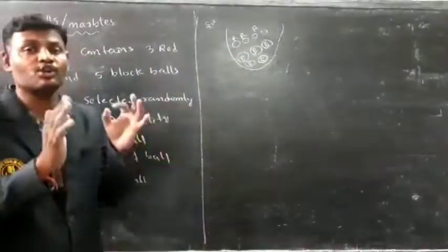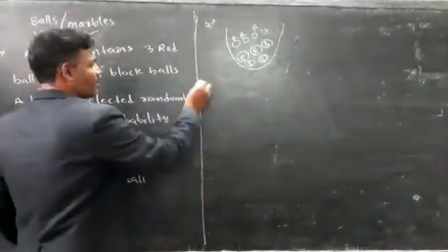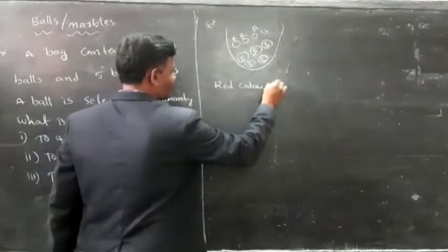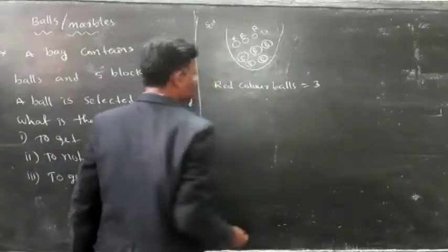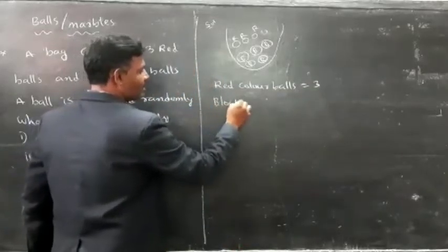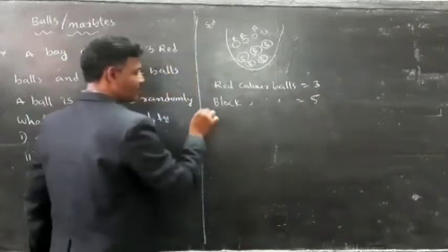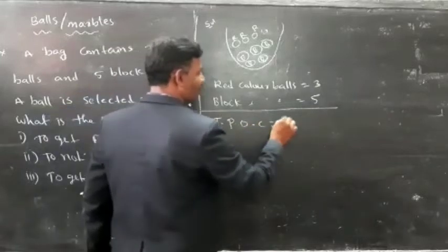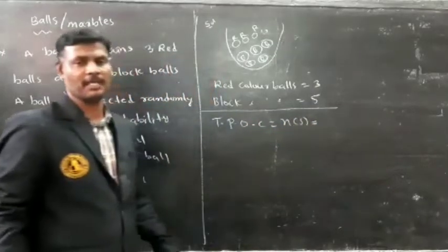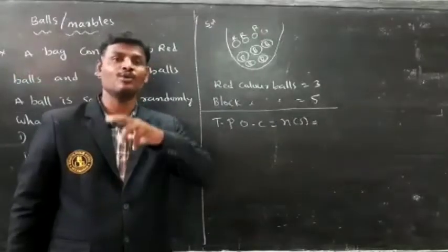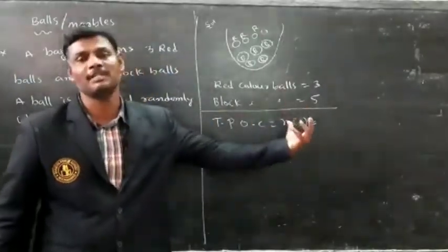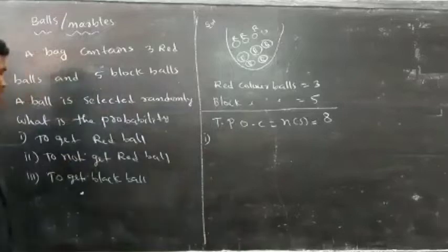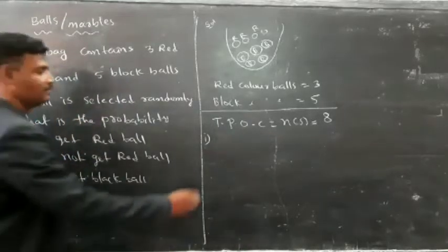Now first we have to find the total possible outcomes. How many red color balls are there? Red color balls is equal to 3. Then how many black color balls are there? Black color balls is equal to 5. Total possible outcomes is equal to N of S. S means sample space. What is the meaning of sample space? Total possible outcomes are called the sample space. Then 5 plus 3 is equal to 8. What is the first question? To get a red color ball.